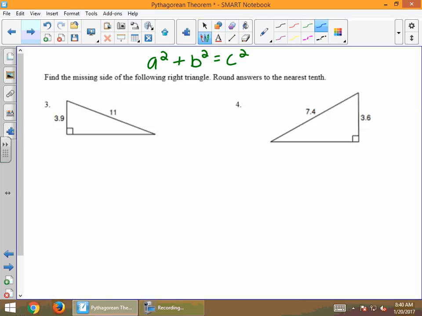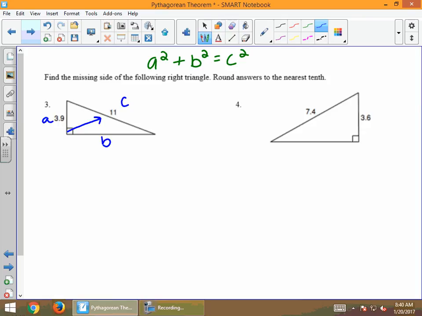Okay, so again, label. Start with your 90 degree, go across, label that your C, and then label your legs A and B, and again, it does not matter. You could have labeled this bottom one A and 3.9 B, that's totally fine. Okay, plug your values in.